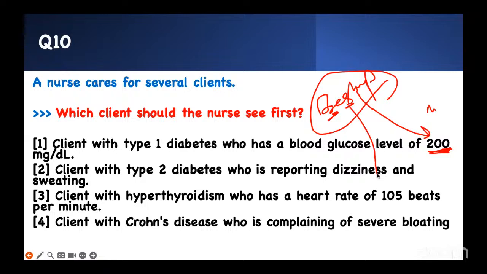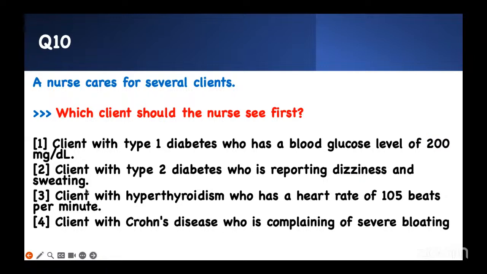Is this shock? A heart rate of 105, is it shock? Dizziness, is it another shock here? Or is it something here? Bloating, is it sepsis? Ask yourself. Blood glucose of 200, it's fine. I'm worried about hypoglycemia. A type 2 diabetic who is dizzy and sweaty probably has hypoglycemia, and that is in the B sharp. Hypoglycemia is more dangerous than hyperglycemia.